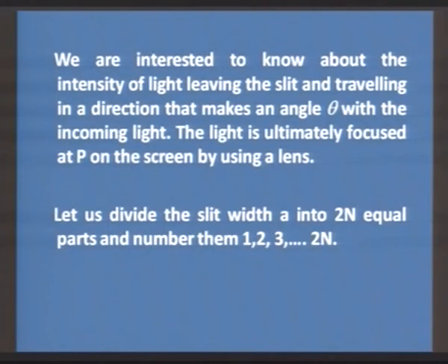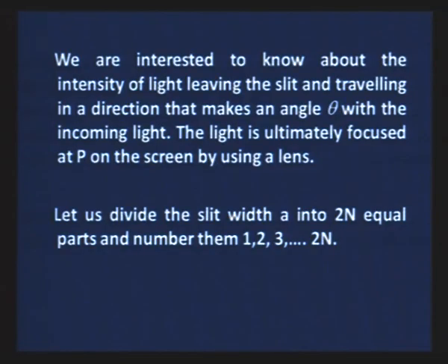Now we are interested to know about the intensity of light leaving the slit and travelling in a direction that makes an angle theta with the incoming light. The light is ultimately focused at the point P on the screen by using a lens. Let us divide the slit into a very small number of parts, let me say 2n, where n can have any value 1, 2, 3, 4, 5.